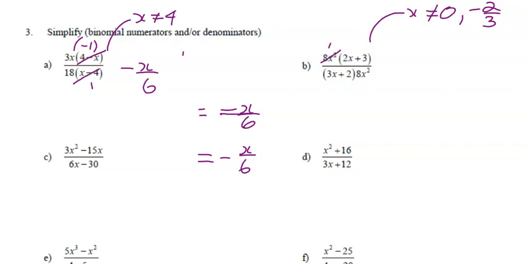So 8x squared and 8x squared take each other out. What about 2x plus 3 and 3x plus 2? Yeah, that's it. There is nothing to simplify. It's not like here, same terms, opposite signs. It's kind of like same numbers, but they're flipped around. So they're just not the same. We can't cancel them.